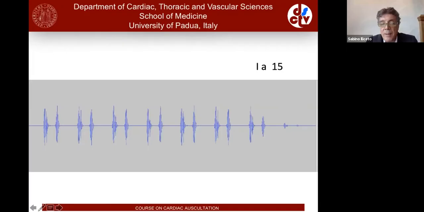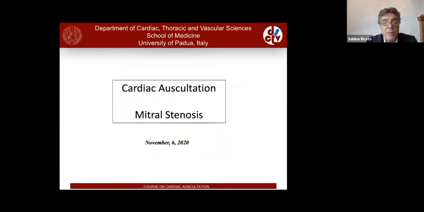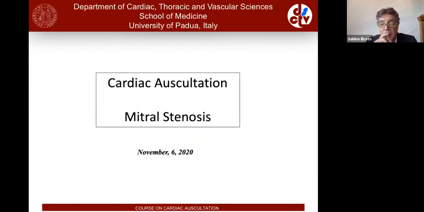Okay, so let's start with the last part of today's presentation, which will be on mitral stenosis. Mitral stenosis deserves a lot of attention, not only because at the time in which rheumatic valve disorders were particularly diffused, but especially because it's a very complex auscultation. It's the most complete one.